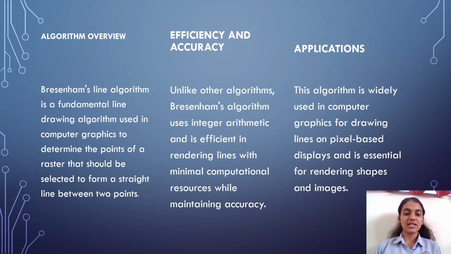Algorithm overview. Bresenham line algorithm is a fundamental line drawing algorithm used in computer graphics to determine the points of a raster that should be selected to form a straight line between two points. Efficiency and accuracy. Unlike other algorithms, Bresenham algorithm uses integer arithmetic and is efficient in rendering lines with minimal computational resources while maintaining accuracy. Applications. This algorithm is widely used in computer graphics for drawing lines on pixel-based displays and is essential for rendering shapes and images.